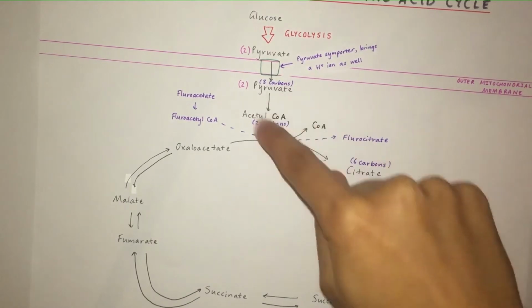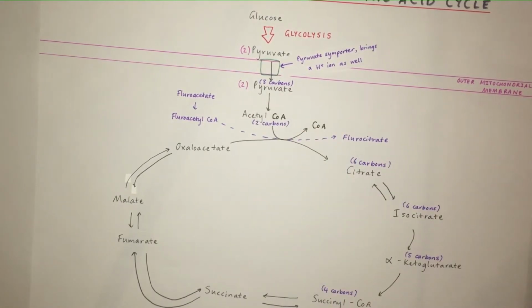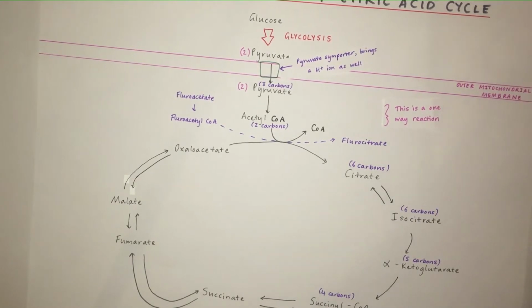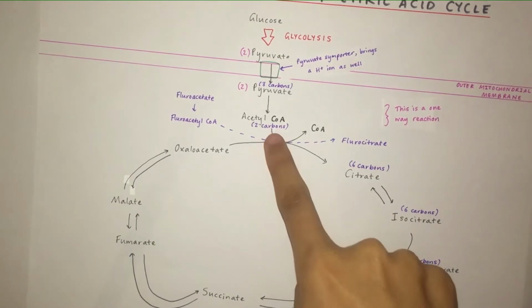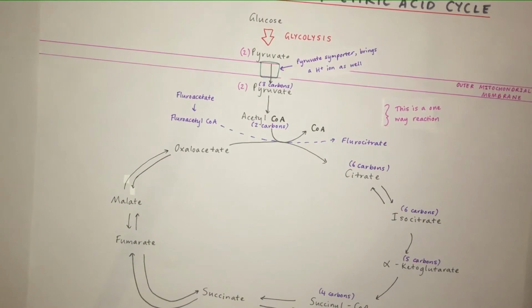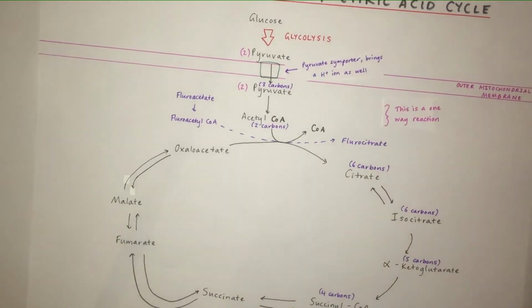And so pyruvate is now inside the inner mitochondrial membrane space, and the inner mitochondrial membrane space is the location of the TCA cycle. So pyruvate gets converted to acetyl-CoA. That's the first step of the TCA cycle. And just know that this is a one-way reaction, and this will help you when you're thinking about, why can't we just go back from acetyl-CoA to pyruvate and then go into gluconeogenesis? That's not possible because this is a one-way reaction. So that's something that confused me. So hopefully that clarifies it for you.